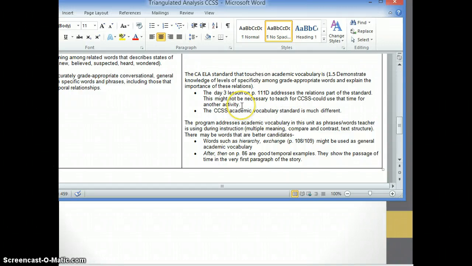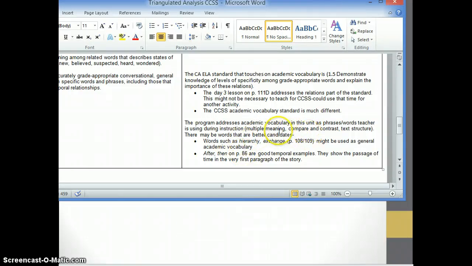So I thought it might not be necessary to teach this for the Common Core State Standards, and that I could use this time for another activity. The way the Common Core State Standards talk about academic vocabulary was very different from how this program talked about academic vocabulary. The way they talked about it was like the words and phrases that the teacher was using during the instruction.